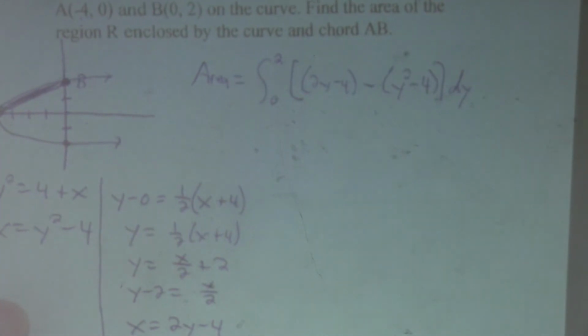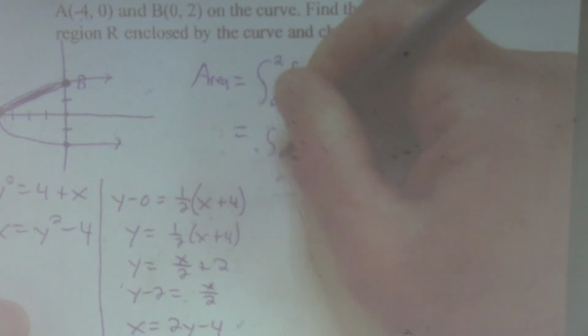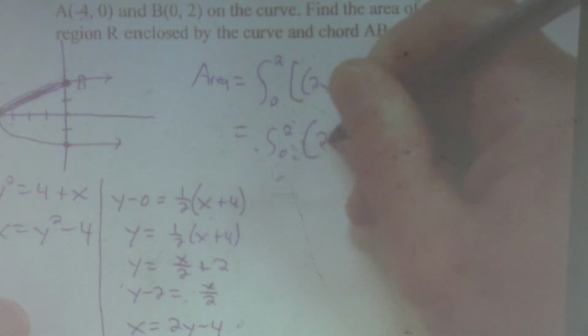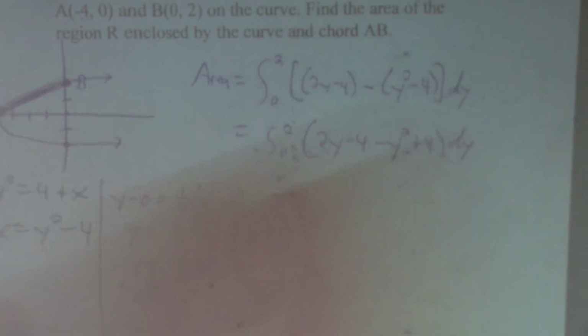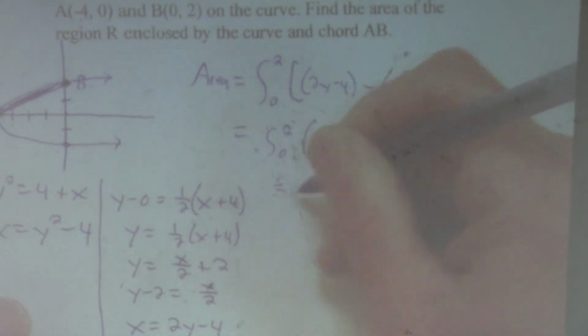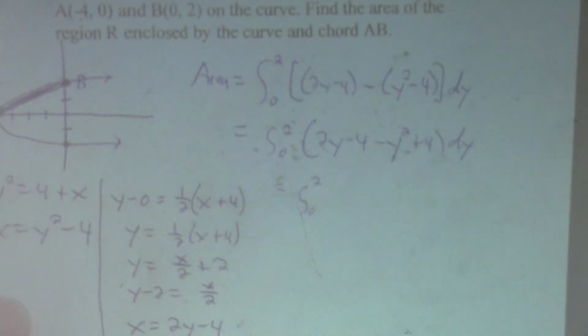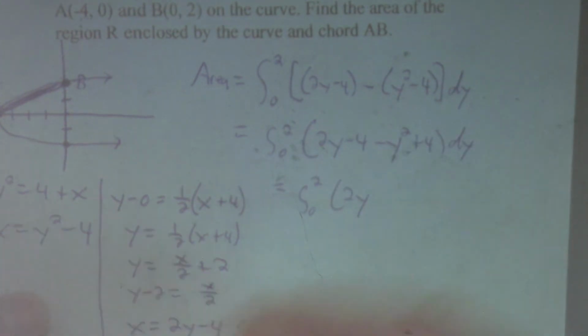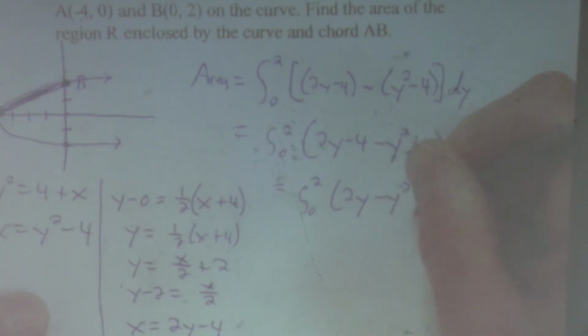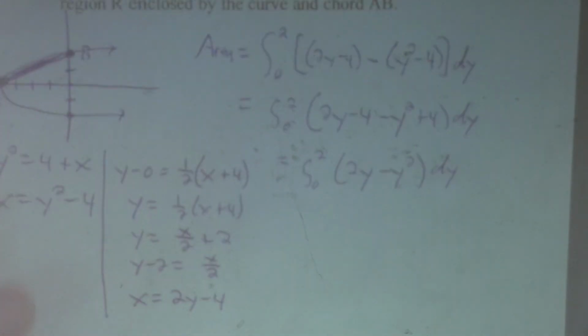And now, just like we did on the last note card, we're going to use the distributive property here. So I just distribute this -1 into the second parentheses. And just like happened on the last note card, these 4's, -4 and +4, are canceling out. So I'm left with the integral from 0 to 2 of 2y minus y squared dy.